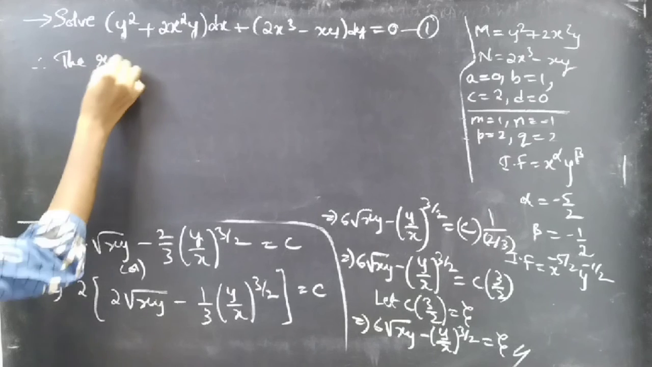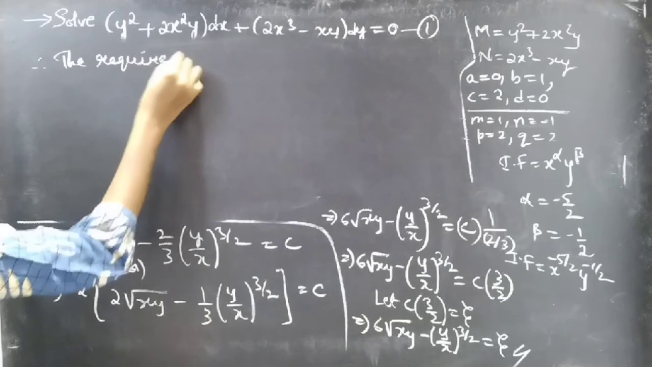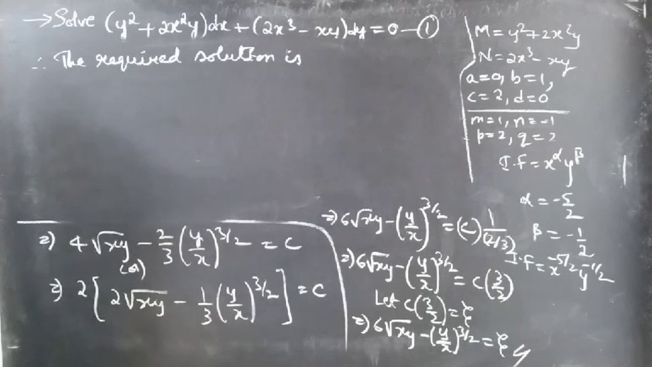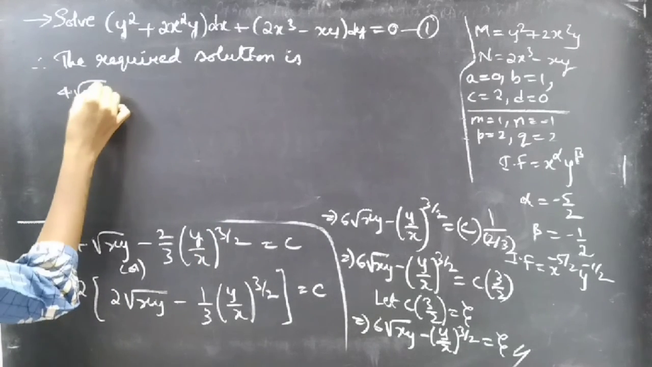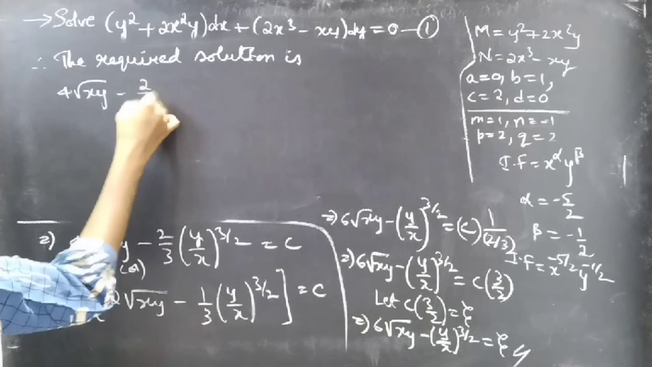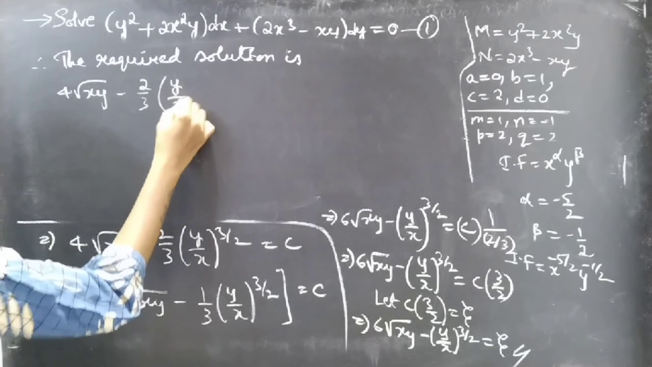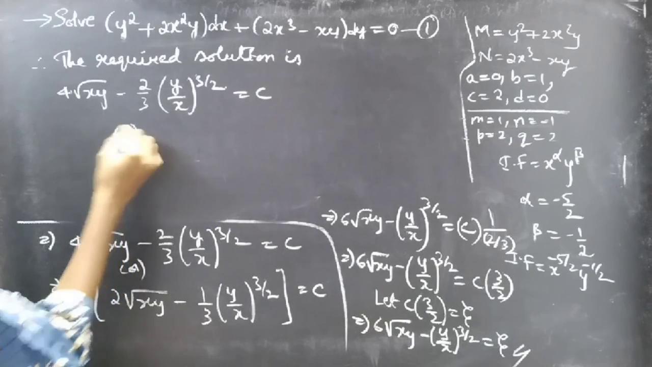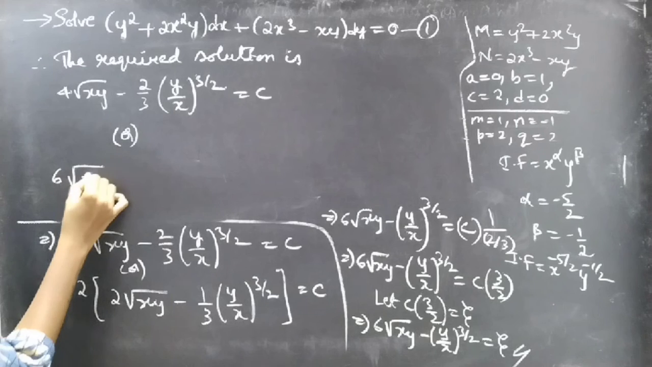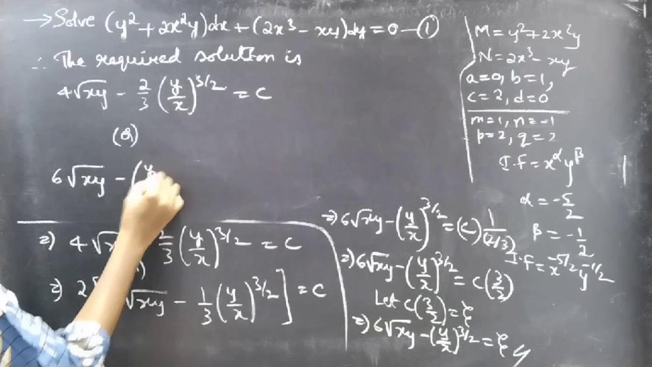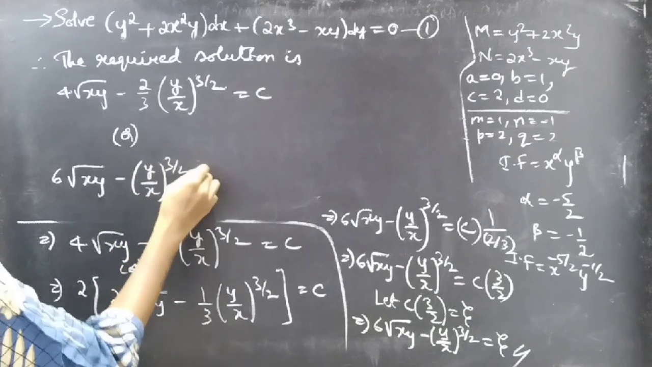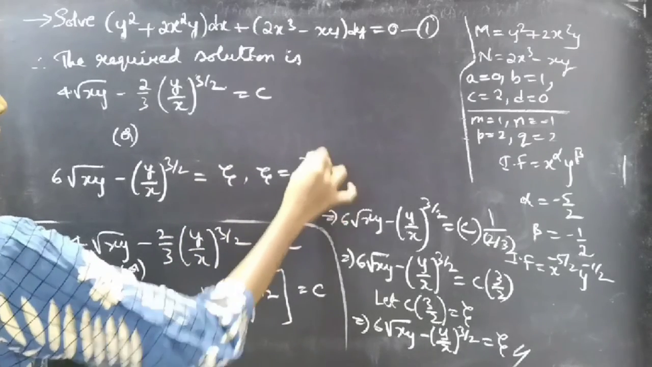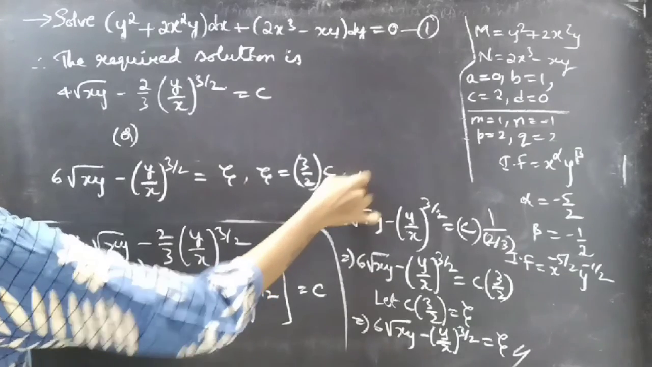Therefore, the required solution is 4 into square root of xy minus 2 by 3 into y by x power 3 by 2 equal to c, or 6 into square root of xy minus y by x power 3 by 2 equal to c, where c equal to 3 by 2 into c.